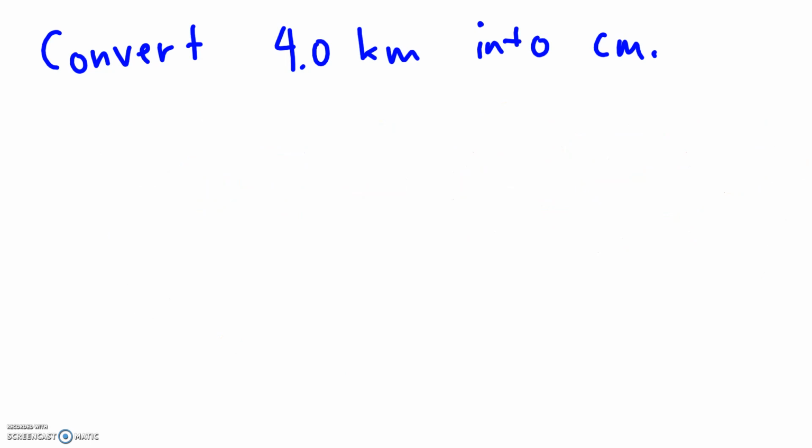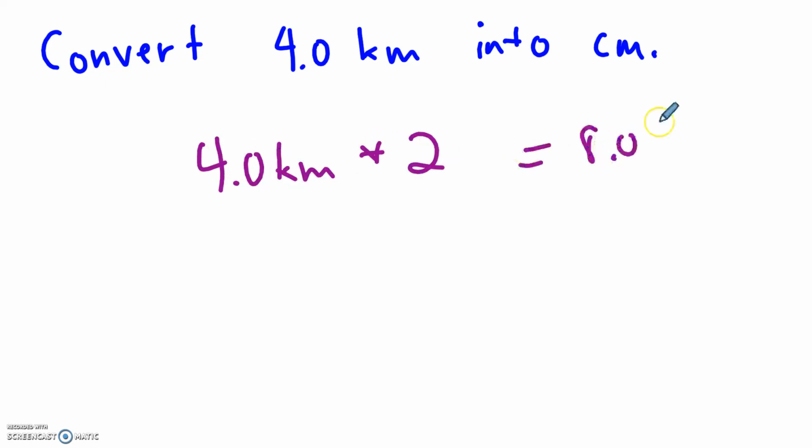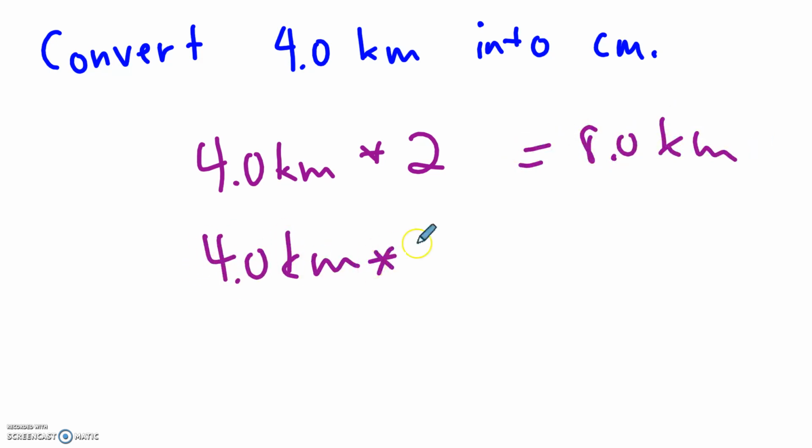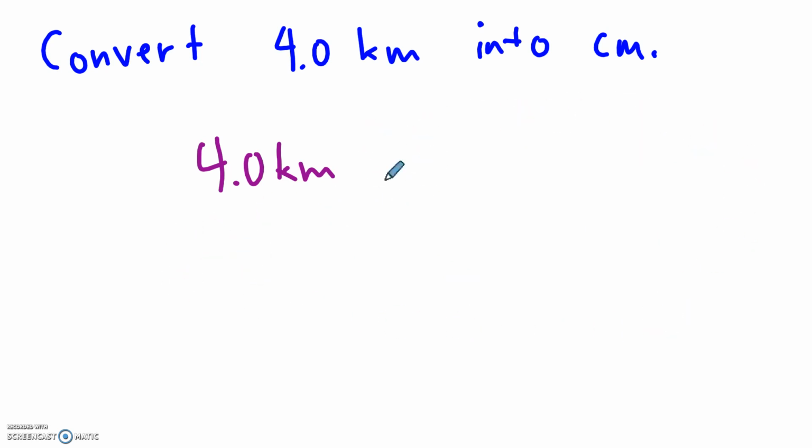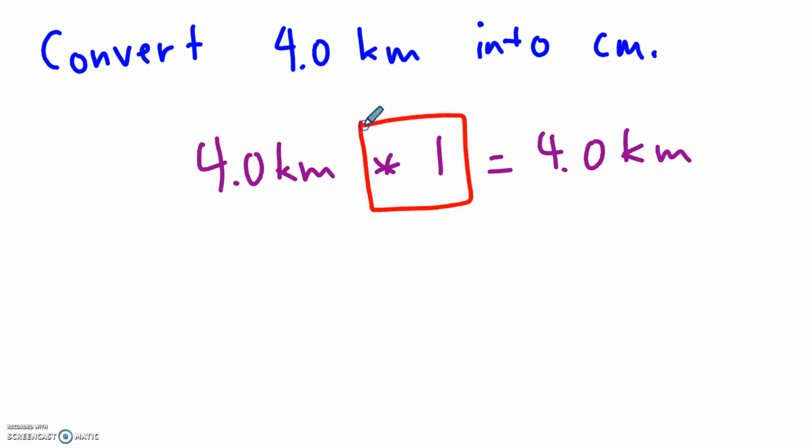How do we keep the amount the same? Well, consider for a second, if I took 4 kilometers and I multiplied it by 2, I just changed the value. If I took 4 kilometers and I multiplied it by 1/2, again, I just changed the value. There's only one number that I can multiply by where I do not change the value. And the only number I can multiply by is 1. That's what we do when we convert. We multiply by 1. Let me show you.